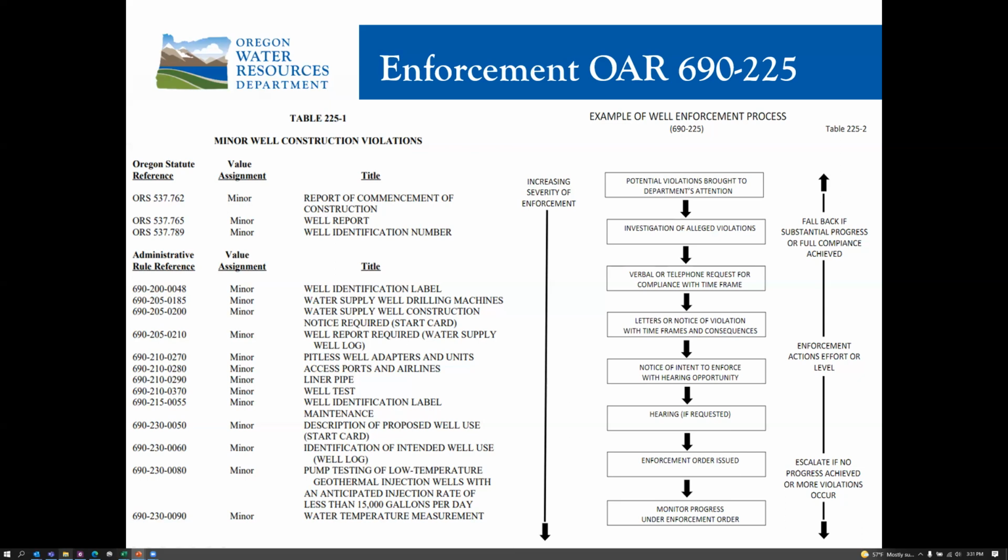So again, when we look at our enforcement process, it's really how you choose to interact with the agency. So the real takeaway of this slide is work with your regional well inspector, work with the department, ask questions, and contact us at any time you're uncomfortable or concerned about a potential situation. And we're going to do our best to work with you and come up with a manner to resolve the issue that doesn't result in enforcement.